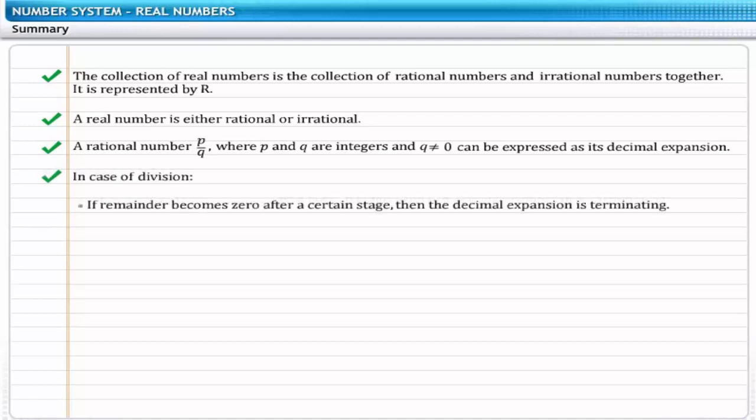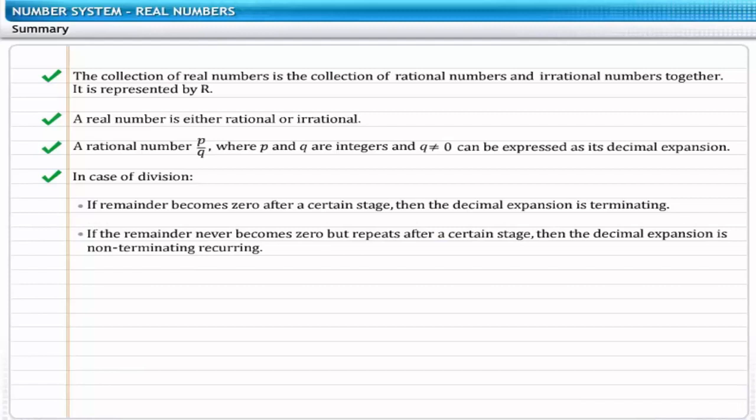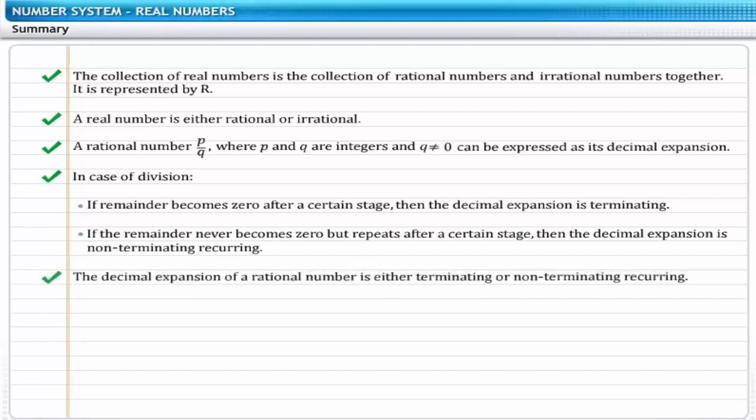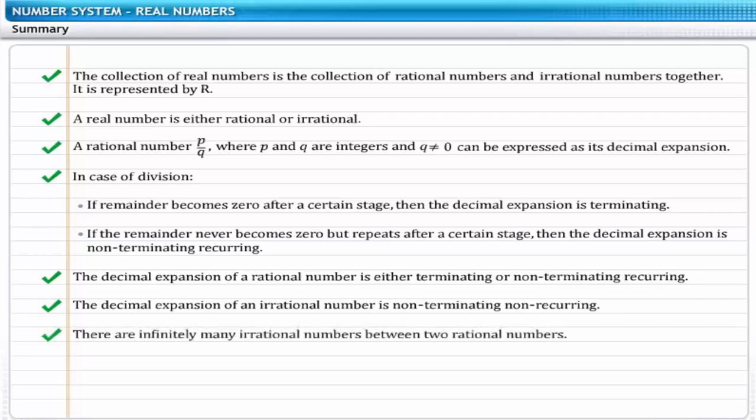In case of division, if remainder becomes 0 after a certain stage, then the decimal expansion is terminating. If the remainder never becomes 0 but repeats after a certain stage, then the decimal expansion is non-terminating recurring. The decimal expansion of a rational number is either terminating or non-terminating recurring. The decimal expansion of an irrational number is non-terminating non-recurring. There are infinitely many irrational numbers between two rational numbers. Every real number can be represented on a number line uniquely.